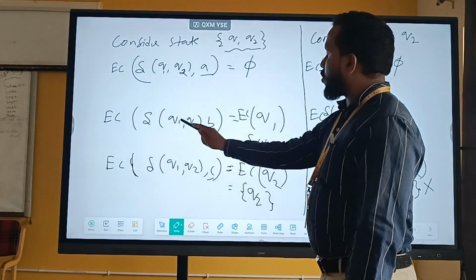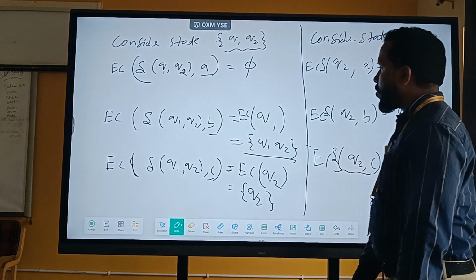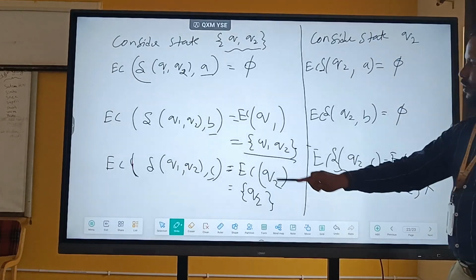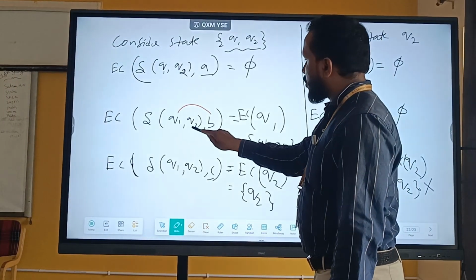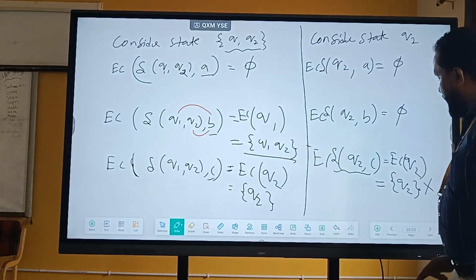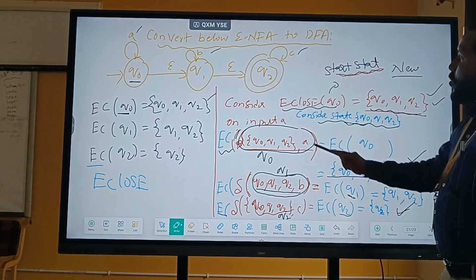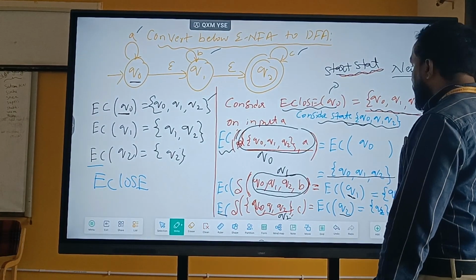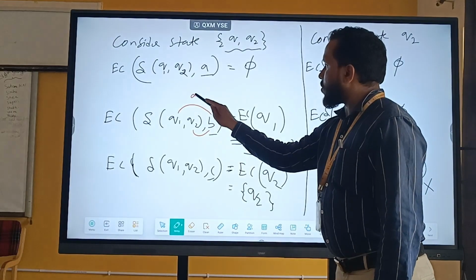Okay. Now come here. Q1 and Q2 on B. Separately we need to consider. Q1 on B, what is the result we get? Q2 on B, what is the result? You can observe Q1 on B, it is going to Q1 only. This is Q1 only, the output is Q1.